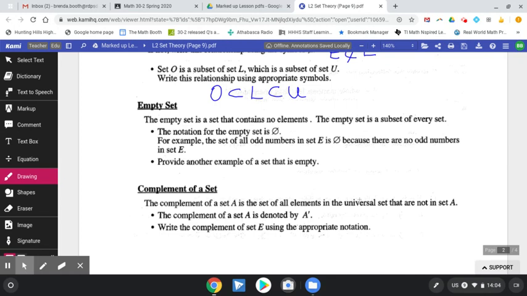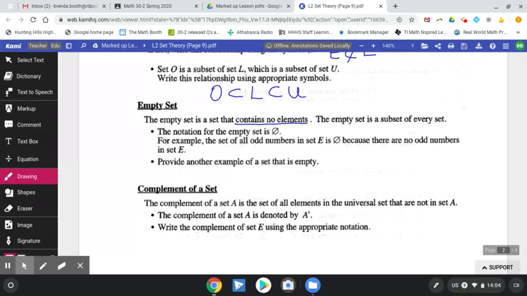Okay, the empty set to me is another one that is a little bit hard to understand, because you feel like if it's empty, there's really not a set there. But in math, it is possible to have an empty set. The empty set is a set that contains no elements.